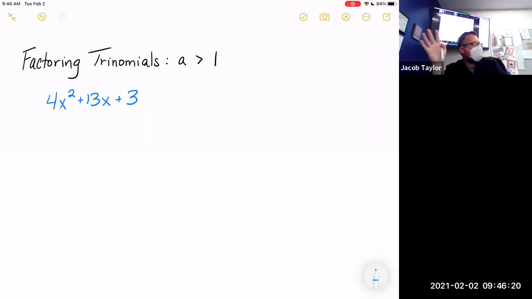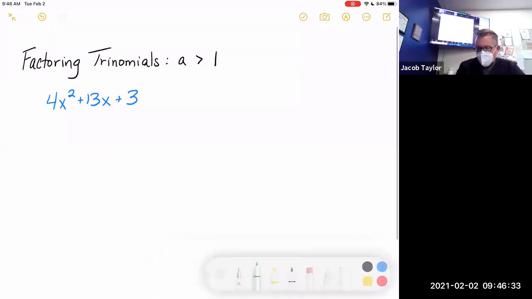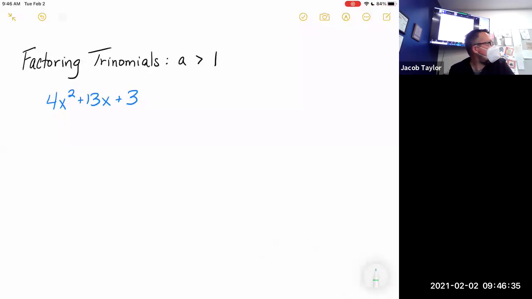If you have been following along with our factoring process of drawing the x and then factoring by grouping, then this is exactly the same process, okay? So what was that process? Well, first we identify our coefficients a, b, and c.